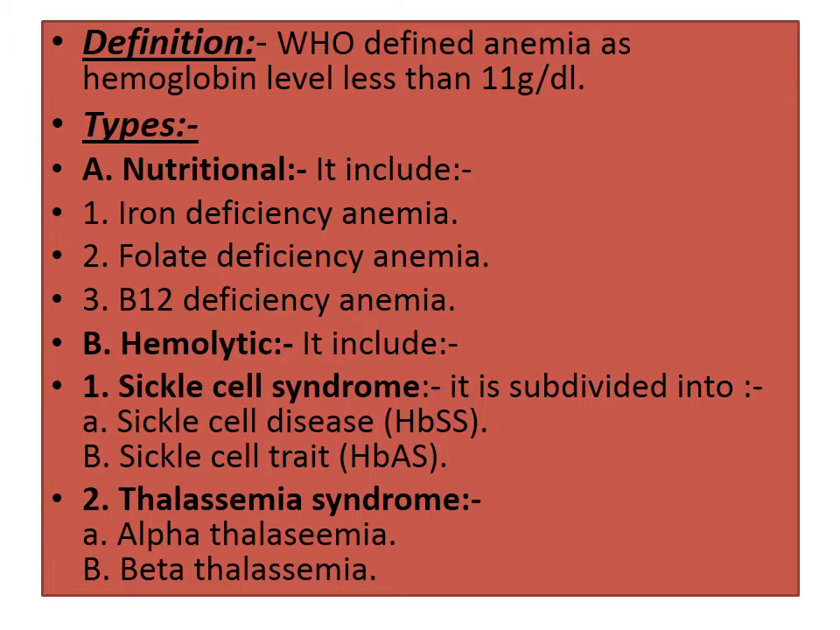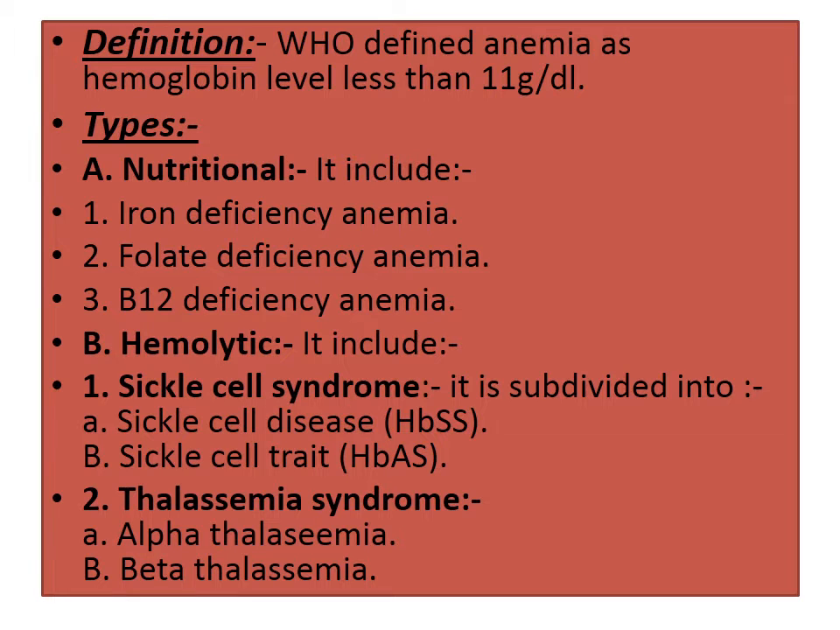Types of anemia. Anemia can be classified into, A, nutritional. It includes iron deficiency anemia, folate deficiency anemia, and B12 deficiency anemia. Such iron, folic acid, and B12 are called tonics. If they are deficient in the diet, it will cause anemia.